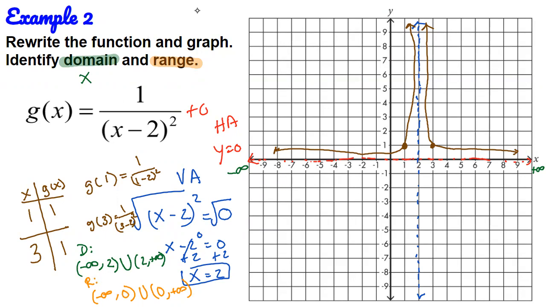Okay. Another word for this is all real numbers except x. What number is not included? 2. And the same goes for the range. All real numbers.